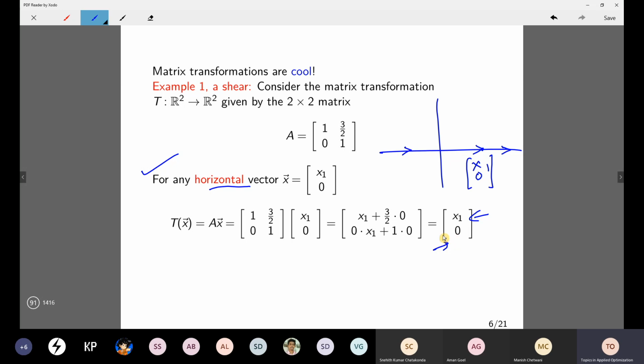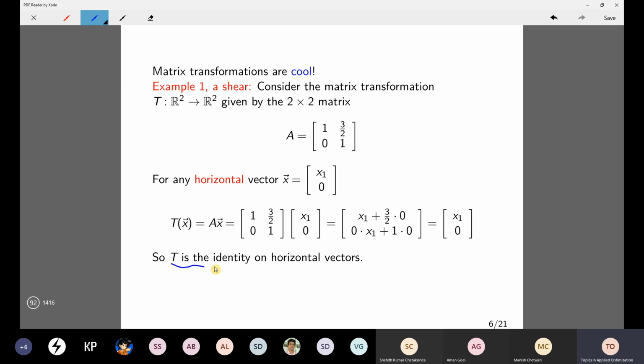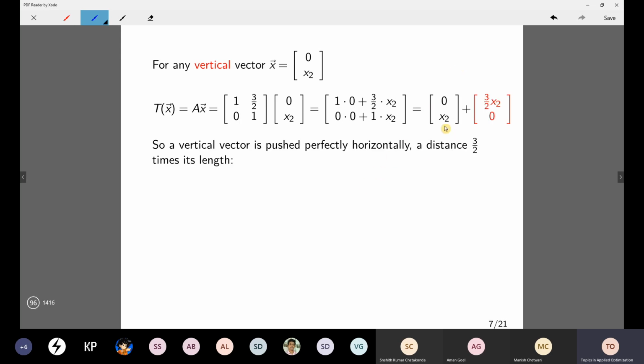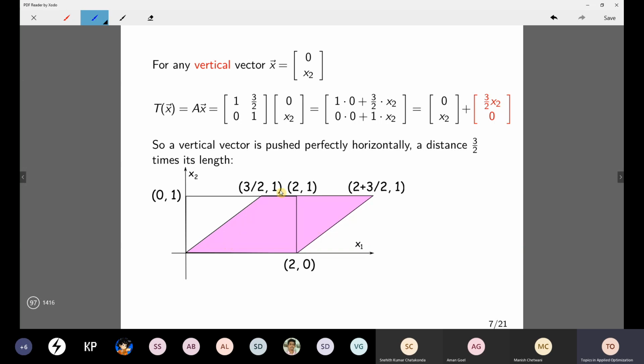So T behaves like an identity on the horizontal vector. Now let us see what it does on the vertical vector. The vertical vector is like this, 0, x2. Now if you multiply it to the vertical vector, we get this. So the vertical vector is pushed perfectly horizontally a distance 3/2 times its length. So it is moving the vector horizontally. This is the shearing that I was talking about.